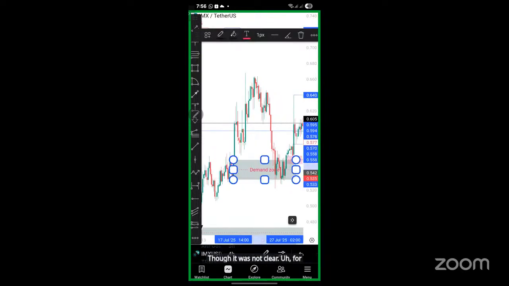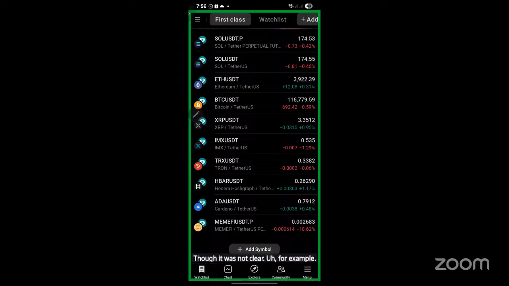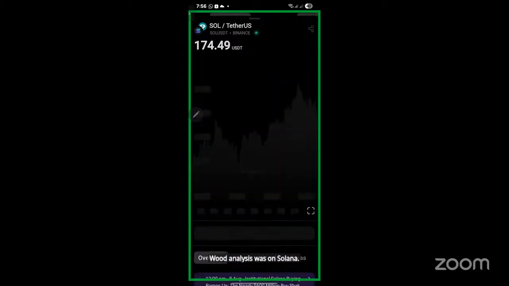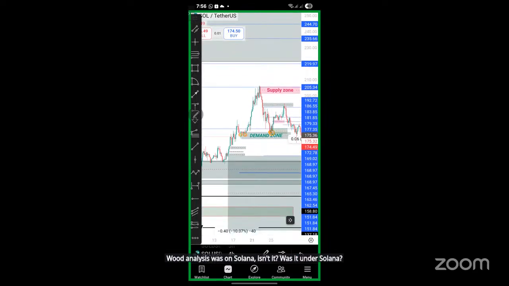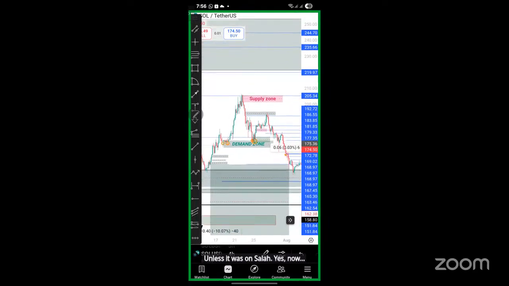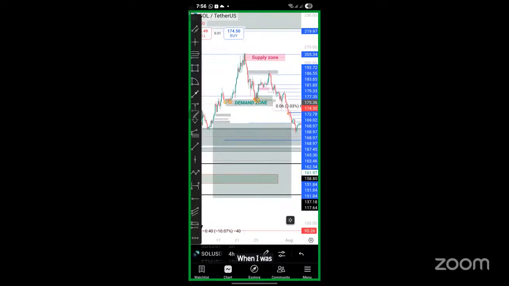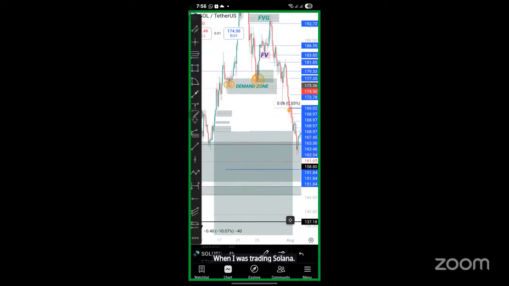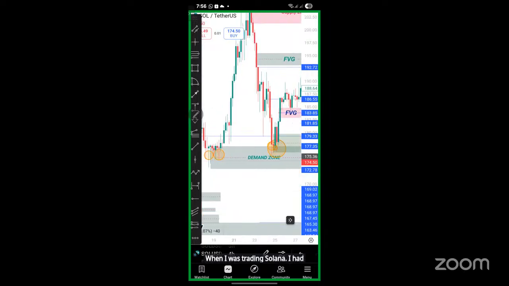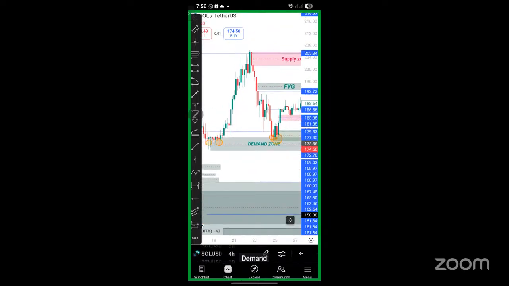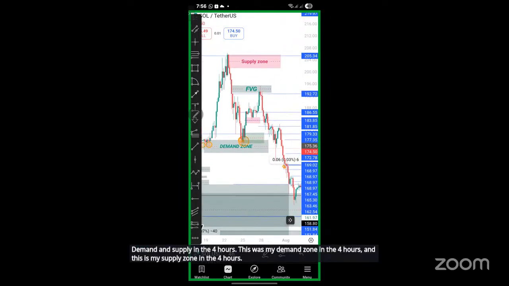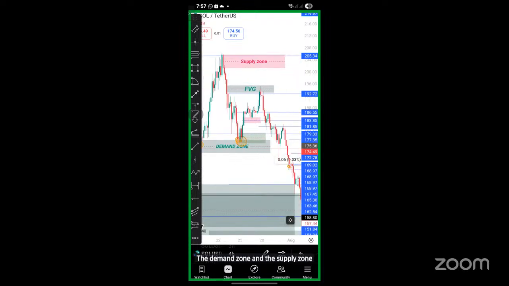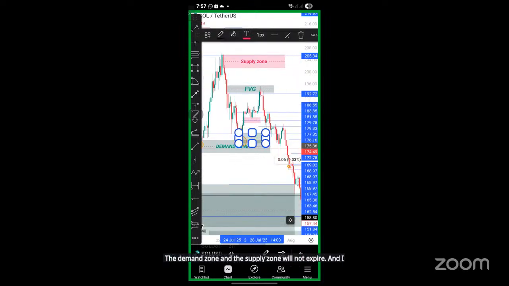For example, good analysis was on Solana, isn't it? Yes, the analysis was on Solana. Now, look at this. When I was trading Solana, I had a minor demand and supply in the 4 hours. This was my demand zone in the 4 hours, and this is my supply zone in the 4 hours. The demand zone and the supply zone will not expire, and I will still use them in my analysis.